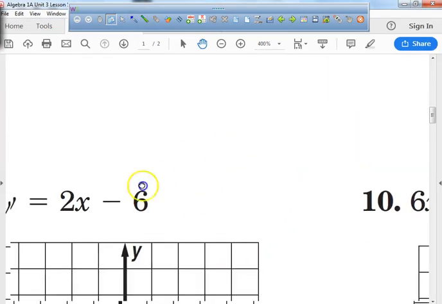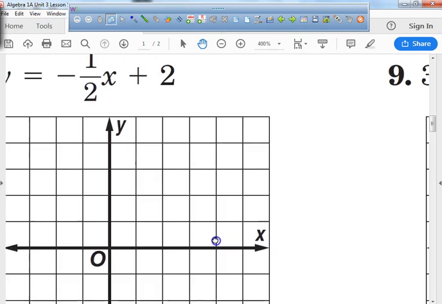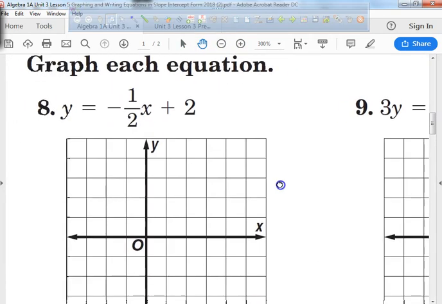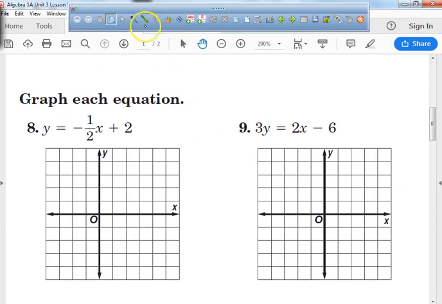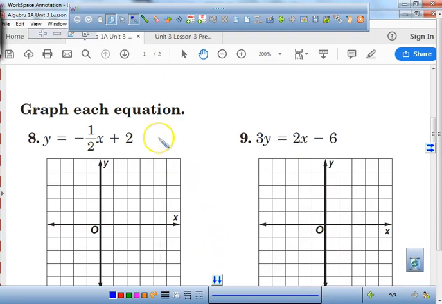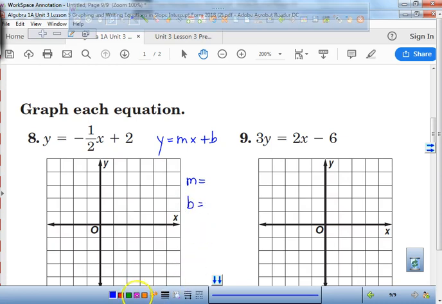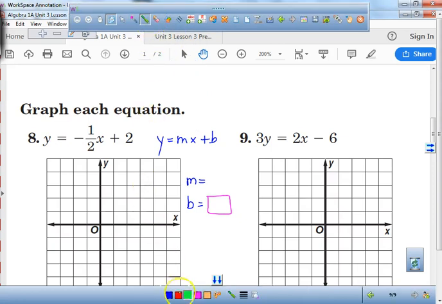Alright, so now we need to get this line right here. This one says graph each equation. We're going to graph it. I like number 8. Why do I like number 8? Because it's easy. It's already in what form? That's right, it's already there. All we have to do is interpret the slope and interpret the y-intercept. So what would you guys say the y-intercept is equal to? 2. Highlight it.